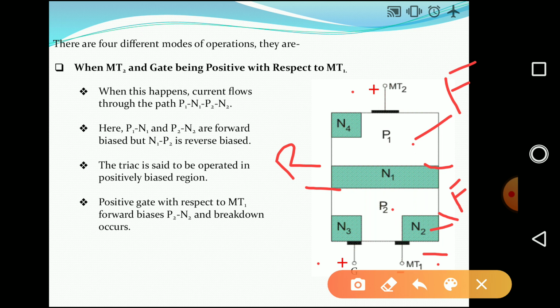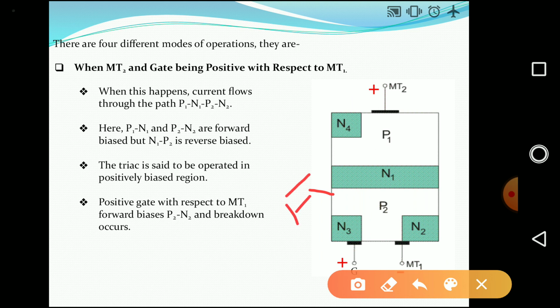To make the TRIAC conduct, the gate is connected with positive. The gate terminal is connected to the P2 layer, therefore the P2 layer gets a positive supply. This gate supply makes the P2-N1 junction forward biased. So due to this supply, the P2-N1 junction becomes forward, and once this junction becomes forward, a breakdown occurs, due to which the TRIAC starts conducting. And as the TRIAC is conducting, current will flow from the positive to the negative direction.